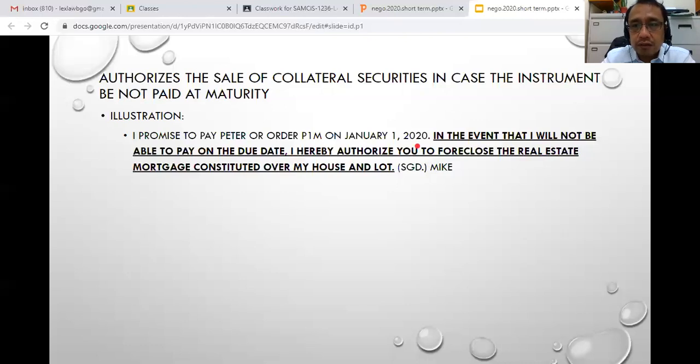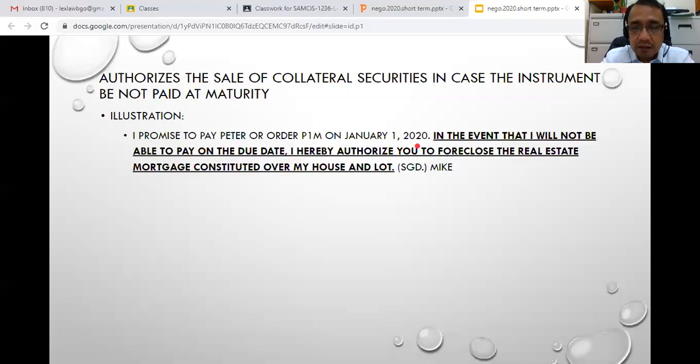Now, will the inclusion of the second paragraph or second sentence affect the negotiable character of your instrument? The answer is no. Why is that? Because take note, this obligation to sell or authorize the selling of collateral securities in case the instrument will not be paid on maturity is an additional provision which does not affect its negotiable character.